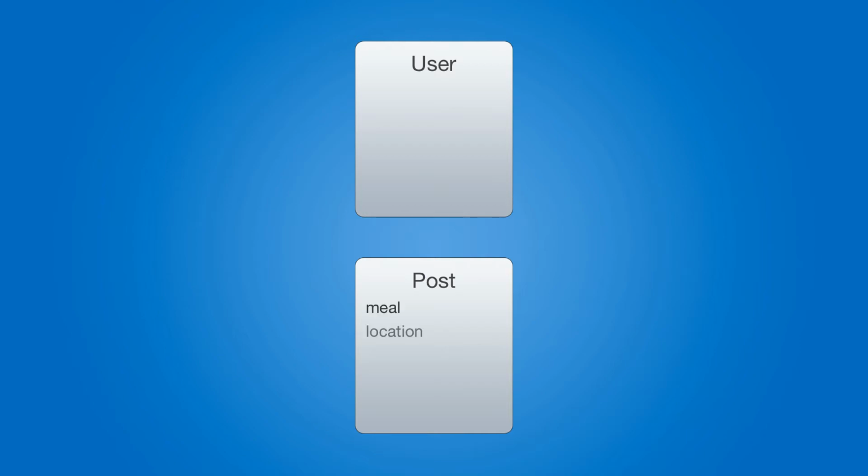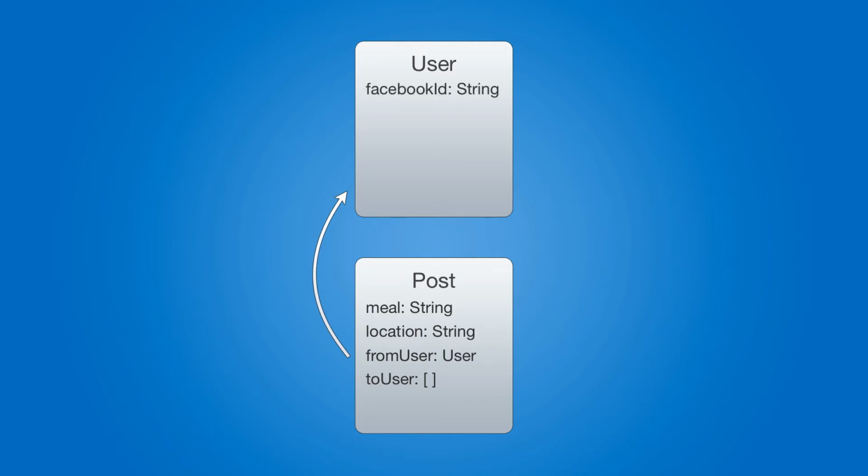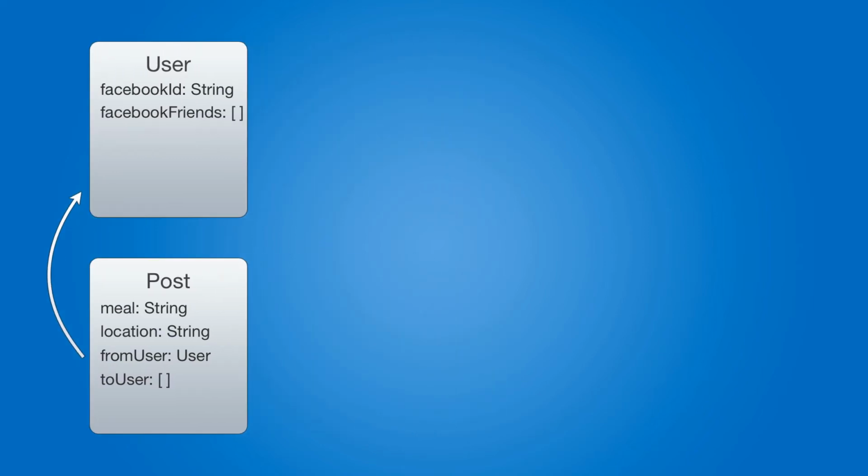We'll store the meal and the location as strings, the author as a pointer to the user class, and the friends involved as an array of Facebook IDs. On the user class, we'll also store the user's Facebook ID and all the user's Facebook friends as an array of Facebook IDs. So how will our timeline query work with this data model?